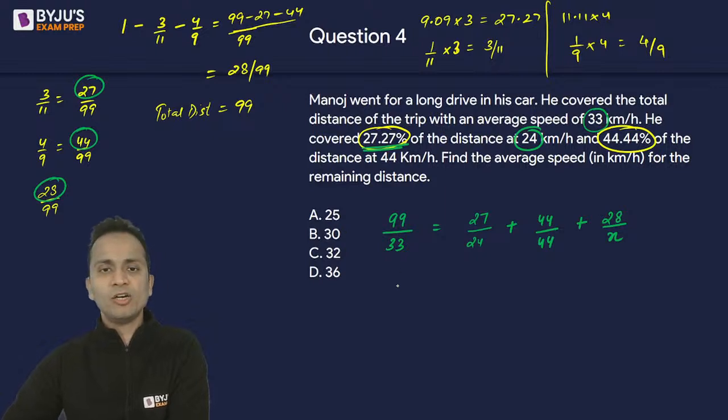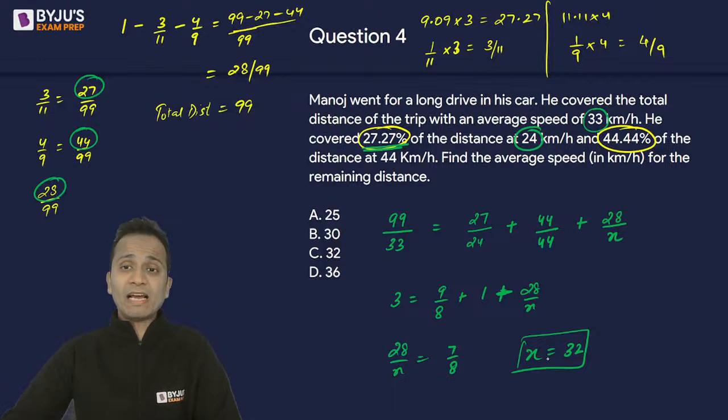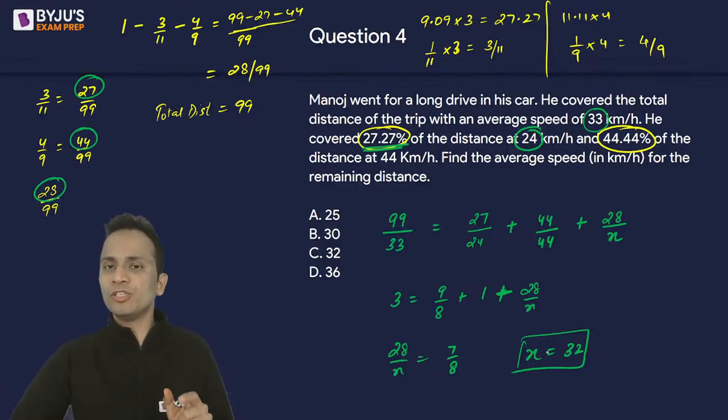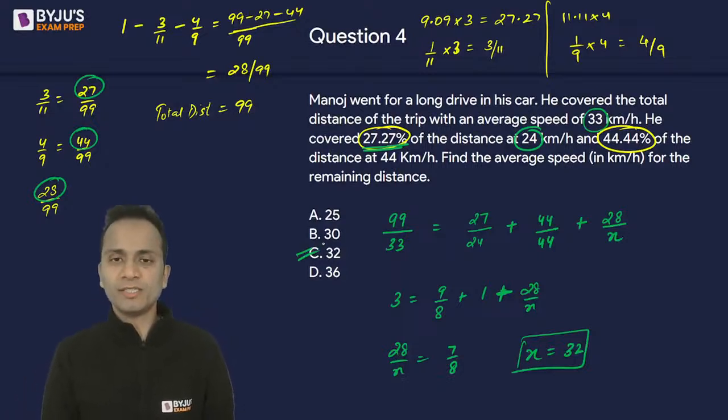Okay, so now let's simplify. On the left hand side, it will be 3 is equal to 27 upon 24 can be written as 9 by 8, plus 44 upon 44 is 1, plus 28 upon x. So now 28 upon x will be equal to 3 minus 1 is 2, 2 minus 9 by 8 will be 7 by 8. So from here the value of x comes out to be 8 into 4, that is 32. Okay, so he traveled the last part of the journey at an average speed of 32 kilometers per hour. The correct answer will be option C.